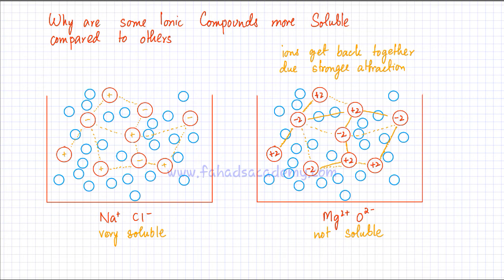Whereas if you dissolve NaCl, NaCl remains dissolved. So this is one of the reasons: if the force of attraction between ions is very strong, the chances of them dissolving in water decrease. And if the force of attraction between ions is very weak, the chances of the ions remaining dissolved in the solution would be very high.